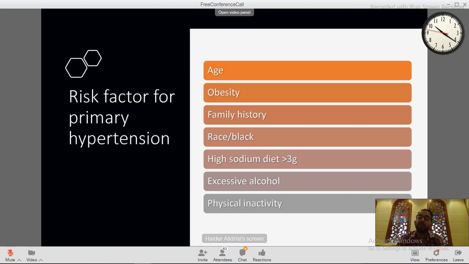Obesity, a family history of hypertension, race. Black people have a tendency to have higher blood pressure and also a tendency to have resistant hypertension that is difficult to control with treatment. A high sodium diet, a high salty diet, for example, more than 3 grams per day. Excessive alcohol consumption, that is above moderate consumption of alcohol, and physical inactivity. These are considered risk factors that increase the risk for development of hypertension.